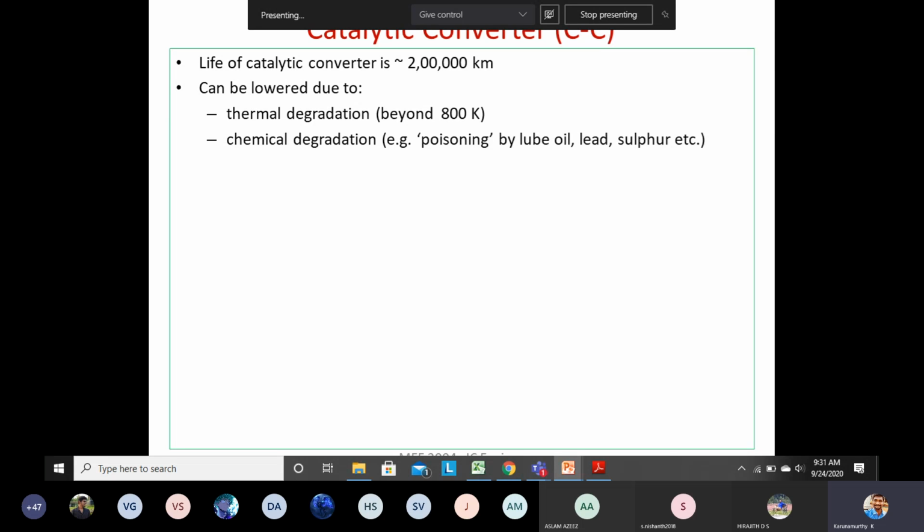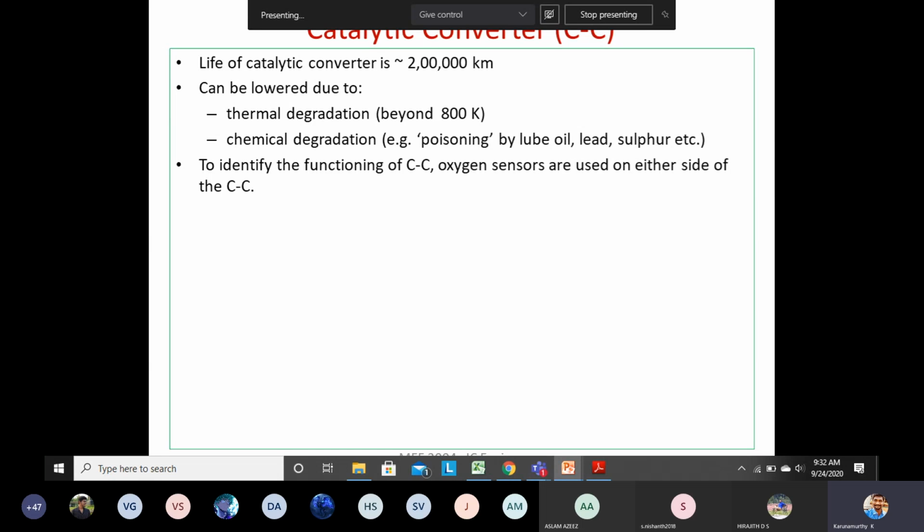And similarly, if you have the presence of lube oil, lead or sulfur in the exhaust, these will lead to poor efficiency of the catalytic converter. That we call the chemical degradation of the catalytic converter. If you have lube oil, lead, or sulfur in the engine exhaust, that will lead to chemical degradation of the catalytic converter.